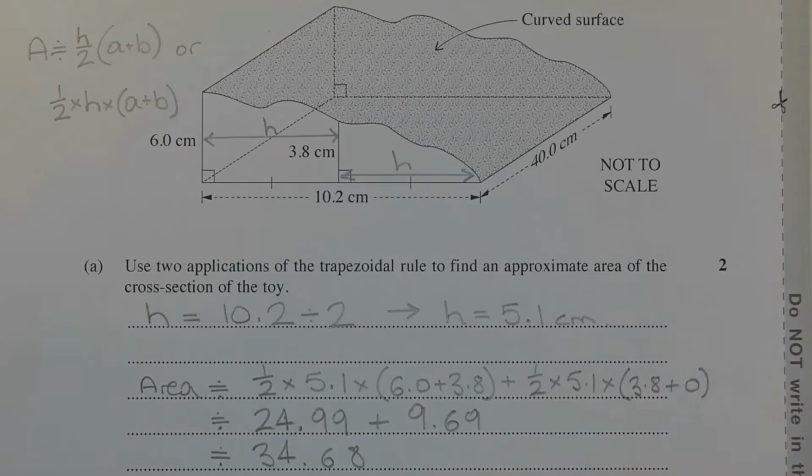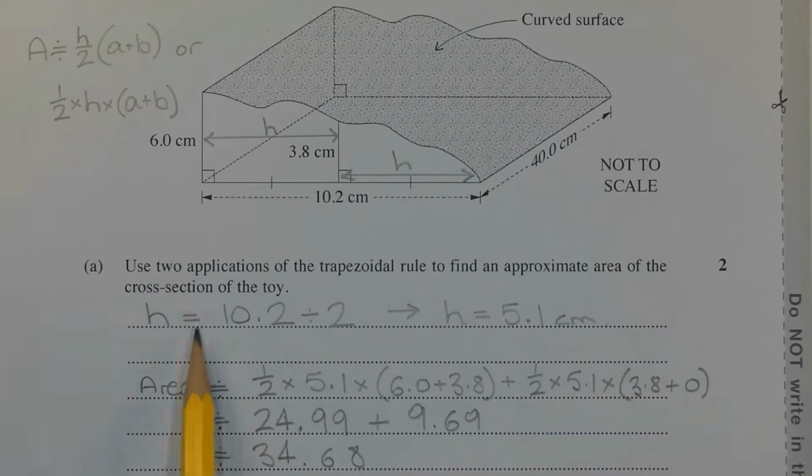To use one application of the trapezoidal rule, we apply the formula area A is approximately equal to h over 2 times (a plus b), or we could write it as A is approximately equal to half times h times (a plus b), where a and b represent the lengths or the heights of the vertical sides, and h represents the gap or the distance between them. Now the question is asking us to use two applications of the trapezoidal rule. This means using this formula twice to find an approximate area of the cross-section of the toy.